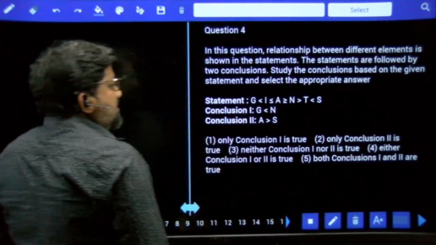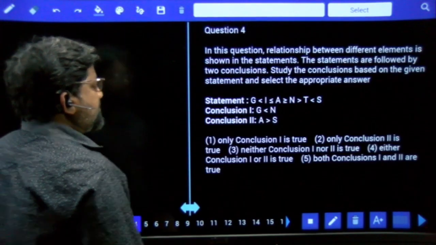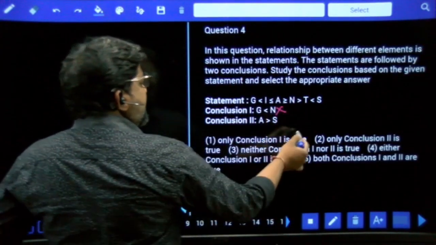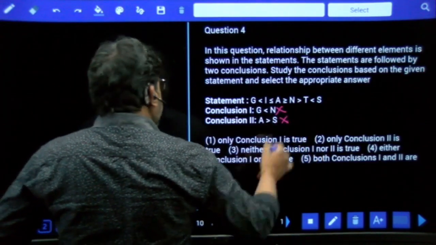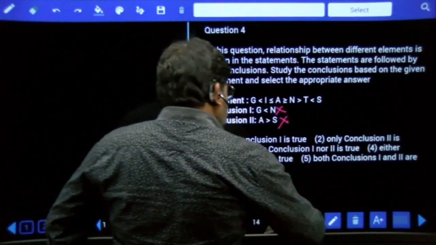Next. G less than N. What's going on here? G and N, opposite symbols, cannot be determined. A greater than S. A and S, opposite symbols, cannot be determined. So your answer is neither 1 nor 2. Option 3.